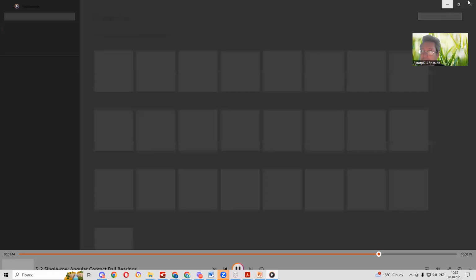Selection of fits. The heavier the load, particularly if it is a shock load, the greater the interference fit. Elements will heat up differently, causing expansion. Tolerances on shaft and housing.